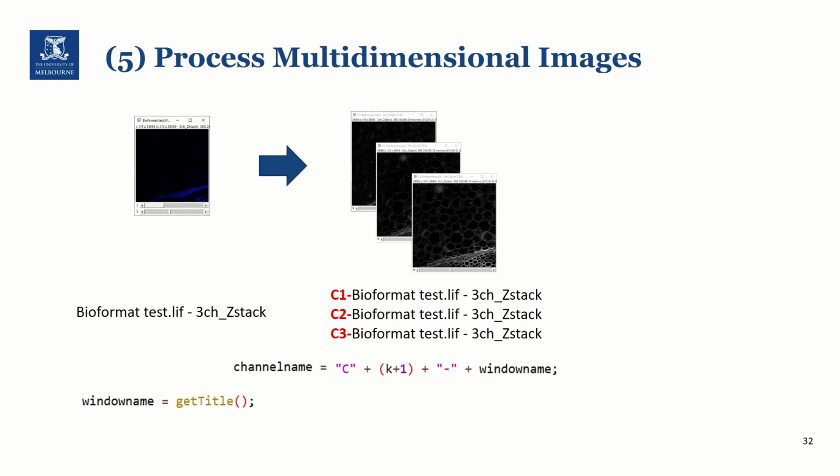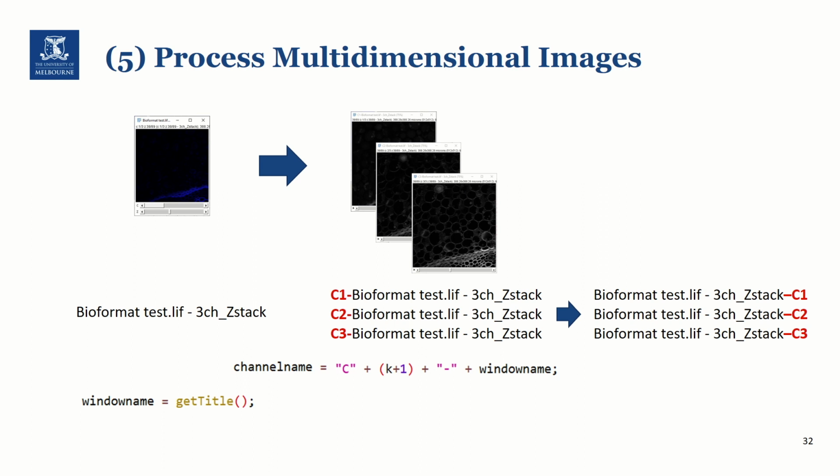Later, when we save the representative images of these images, we will add the channel number as a suffix because this will help us arrange files better. We can make a new name in a different order, where the window name comes first, and then add -c, and then plus the channel number, and store it in a variable named savingName.